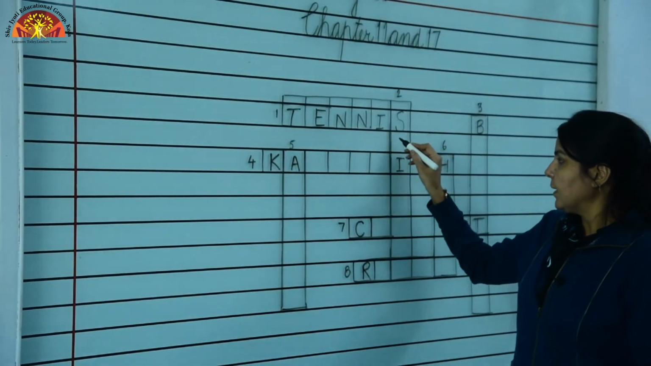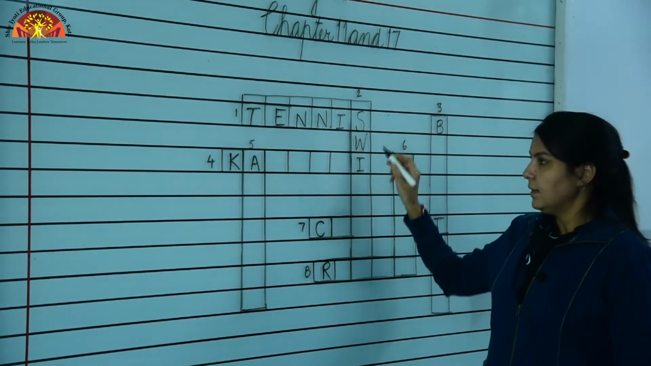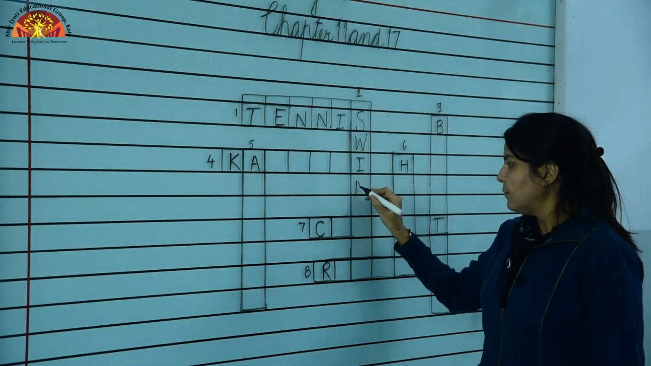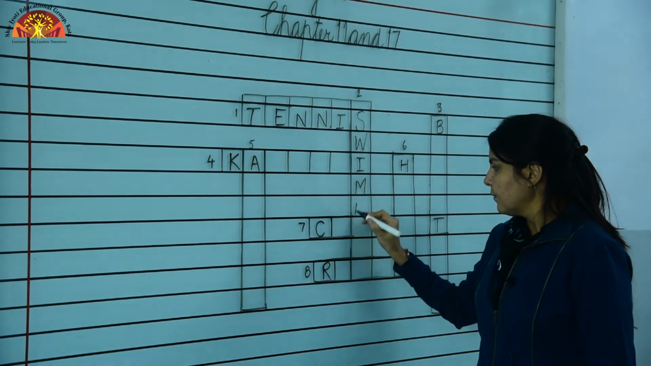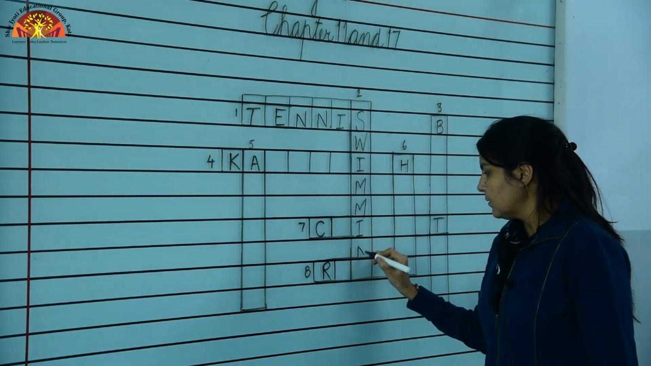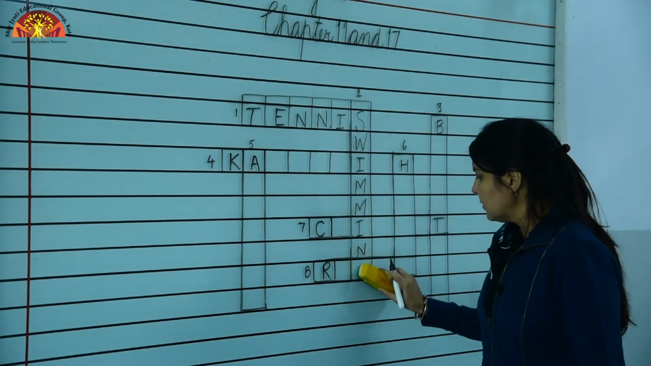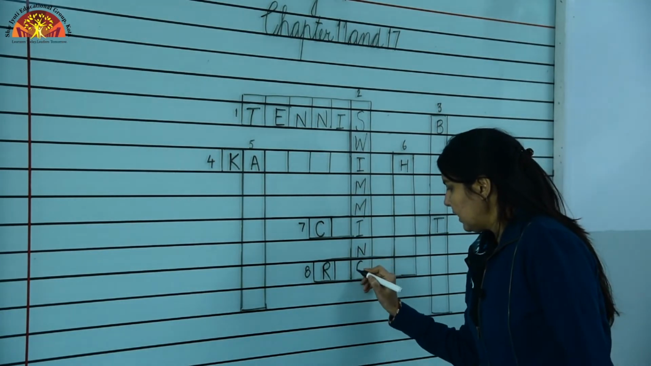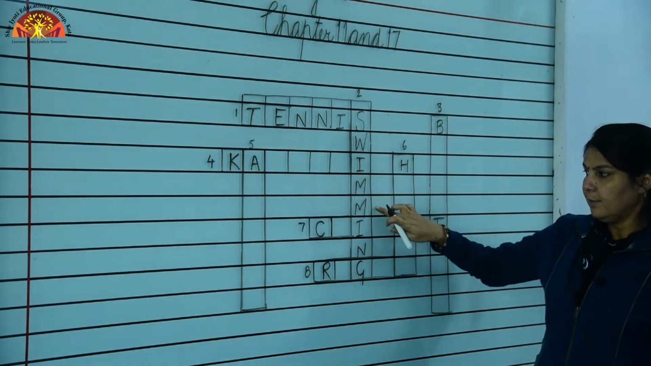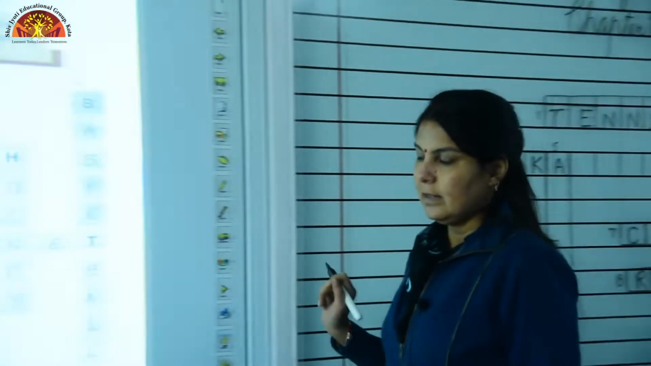The spelling of swimming is S, W, I. S is already written. So we will start from W, I, double M, I, N, G. The spelling of swimming is S, W, I, double M, I, N, G. This is swimming. Now we will see the third picture.